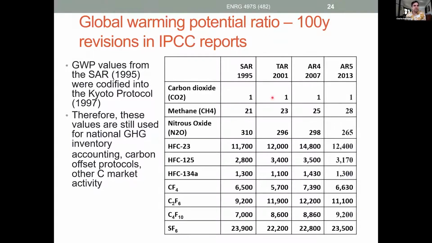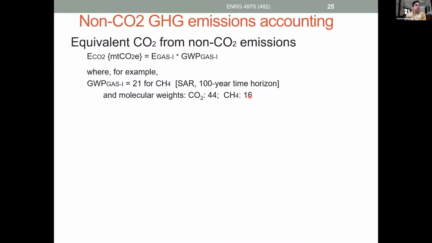Yeah, this is just showing how the science has changed over time for these different gases. We're continuing to think about these things and update them. All right, so this is what I just said. Equivalent CO2 from non-CO2 GHG emissions. The equivalent CO2 emissions depend on the emissions of the gas multiplied by the global warming potential of the gas.